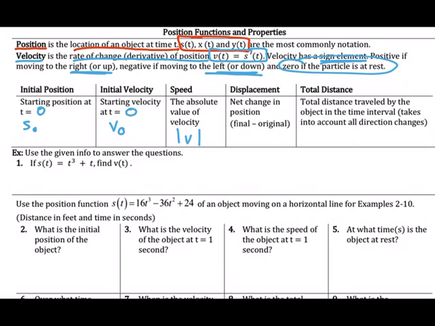Displacement is talking about the final position minus the original position. So it doesn't matter if I move 4 steps left and 2 steps right and 4 steps left and 2 steps right. All that matters is how far I am from where I started. So if I am at my house and I drive to the grocery store and I come back home, my displacement is 0 because I ended up exactly where I started.